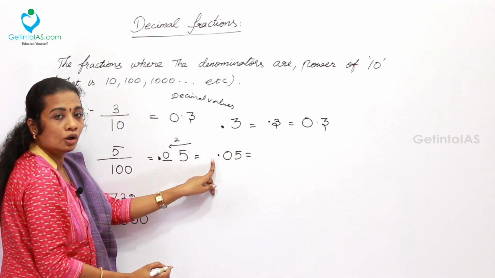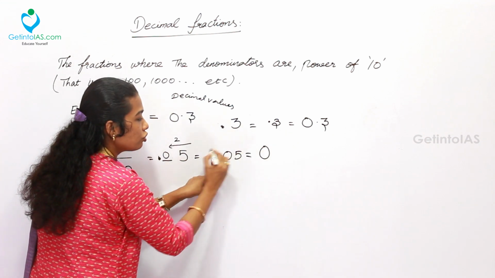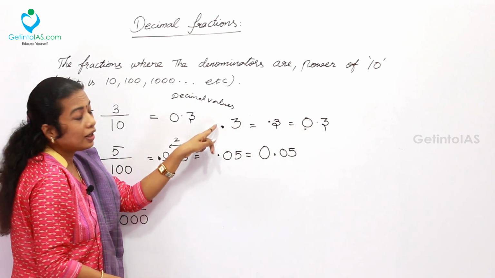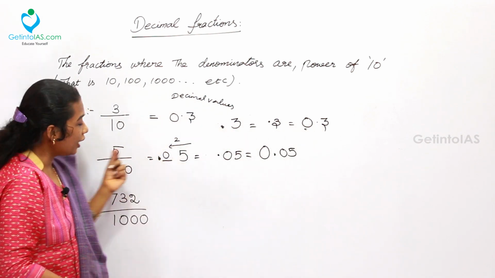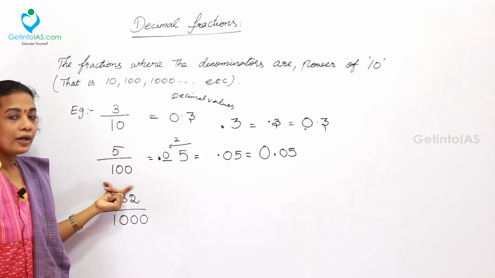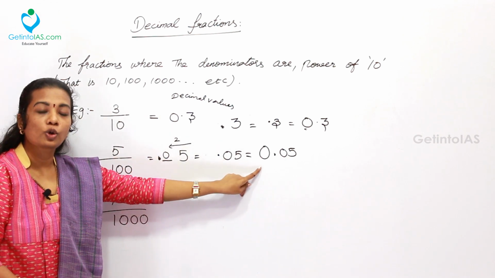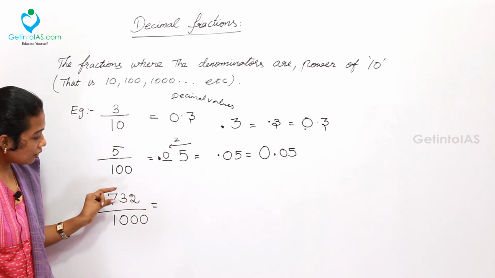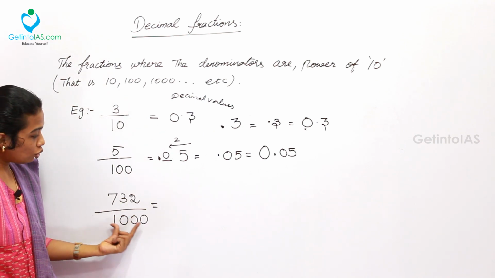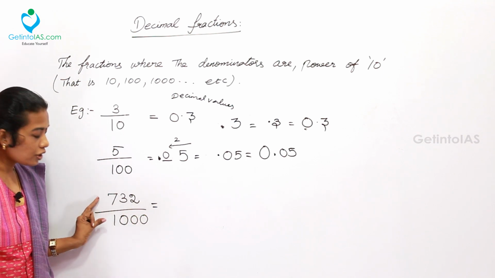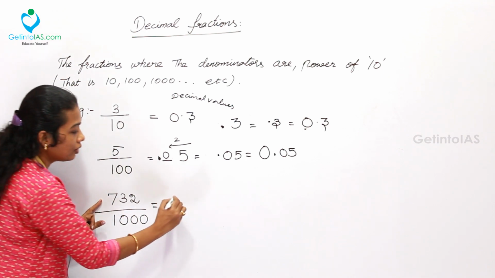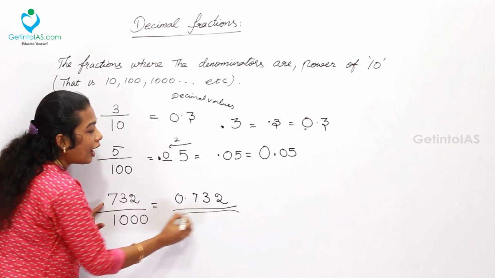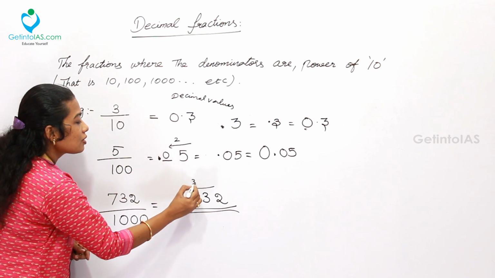Here the whole number is not given, so we can include 0 here, 0.05. Here also we have taken 0 because there was no whole number. So finally the answer for 5 by 100, in terms of decimal value, can be written as 0.05. Finally the last one, 732 divided by 1000. The decimal value for 732 by 1000 is 0.732. Simply I have moved 3 digits to the left.